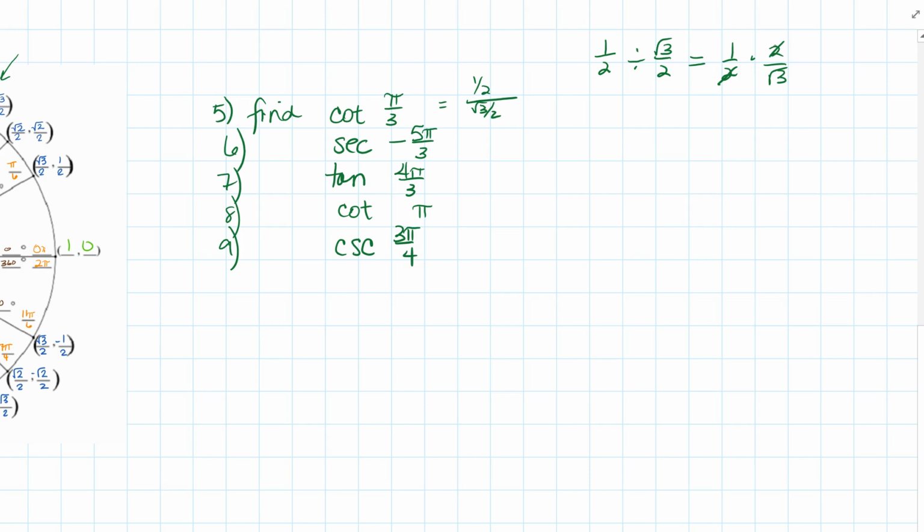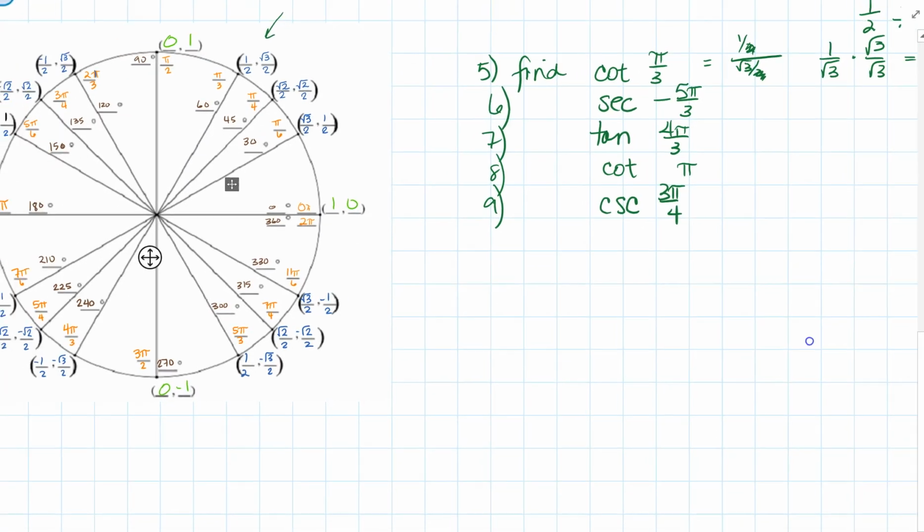So please know if you're dividing, you have a complex fraction, and they both have the same denominator, for this reason you can go ahead and scratch those. It's 1 divided by root 3. But you must rationalize that. And that looks like root 3 over 3. So that is the cotangent of pi over 3.